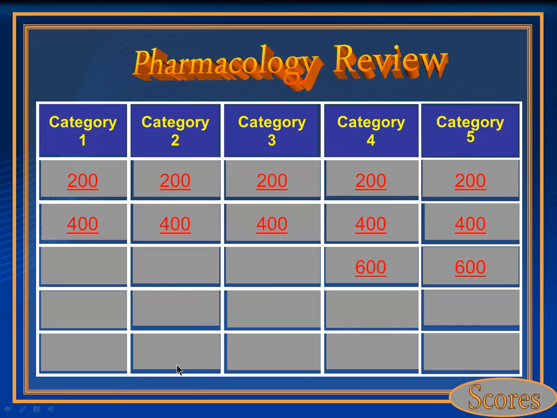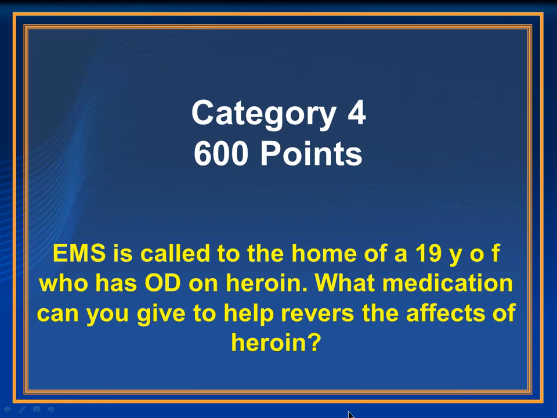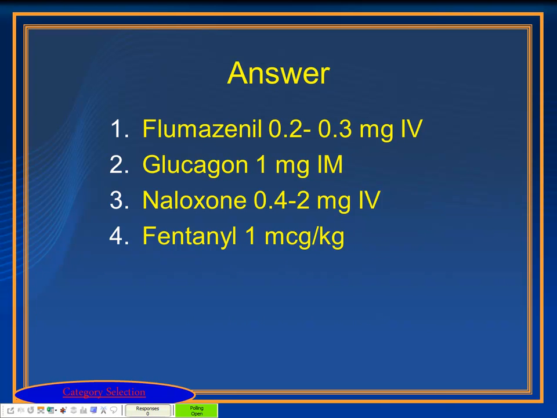All right, who's next? Number 7. Who's number 7? Y'all are number 7. Category 4, 4, 2, 6. Which one? EMS is called to the home of a 19-year-old female who's overdosed on heroin. All right, she had way too much party time last night. What medication can you give that will help reverse the effects of heroin? Anti-heroin. Exactly. Which one of those is that?